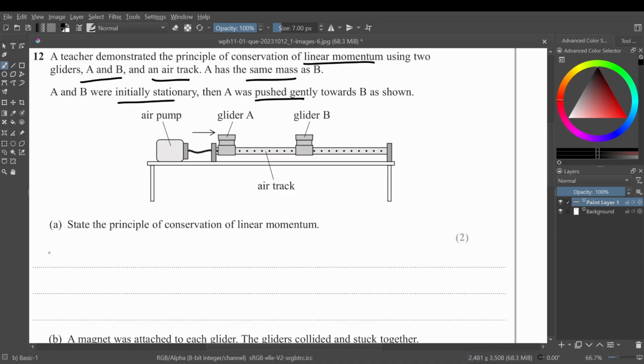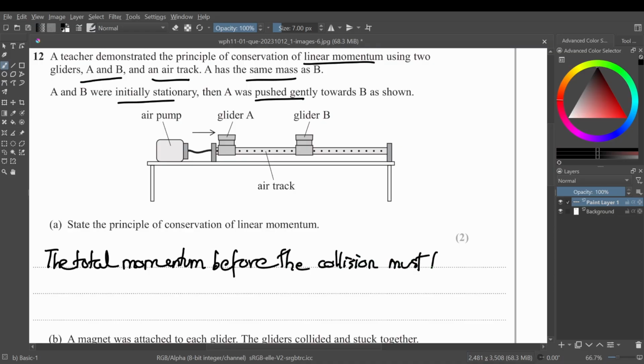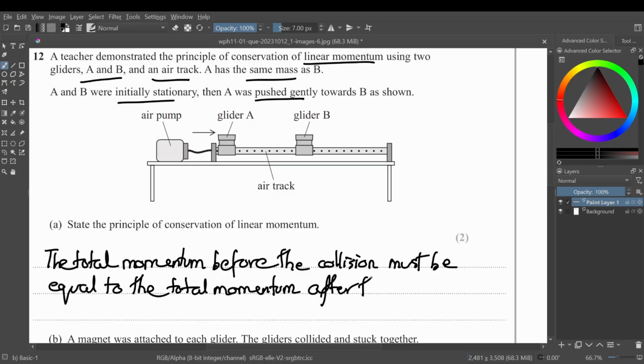It says that the total momentum before the collision must be equal to the total momentum after the collision. Either it must be in a closed system or there must be no external force.